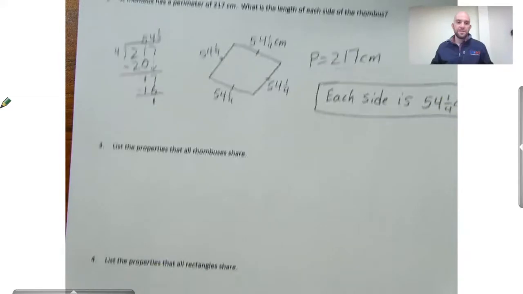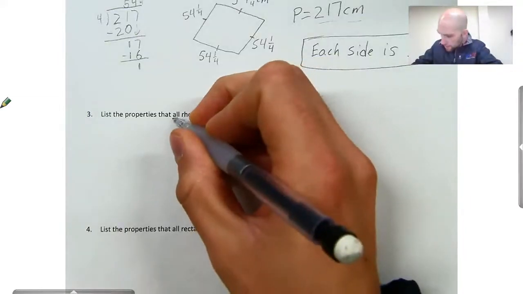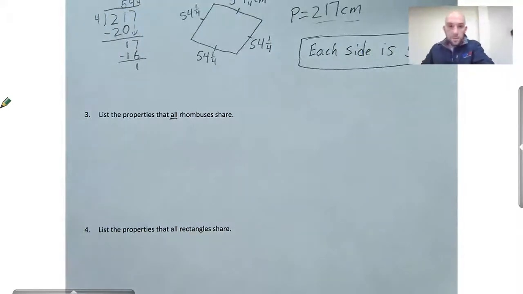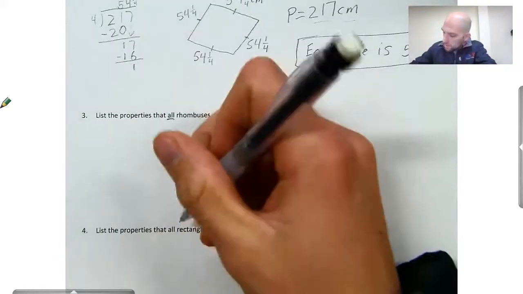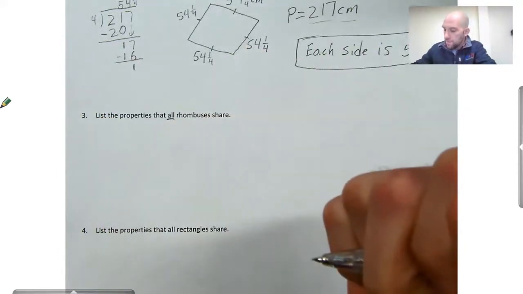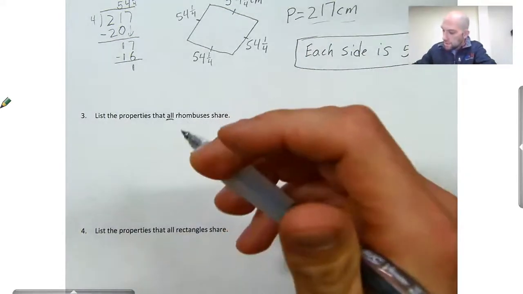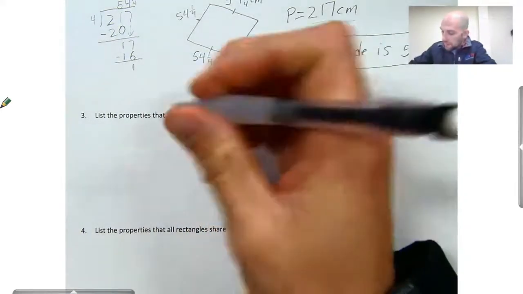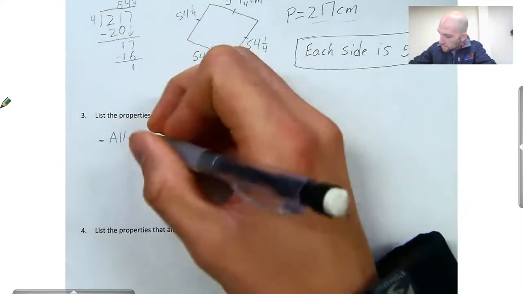Next, it tells us to list the properties that all rhombuses share. And I'm going to underline that word all, because some rhombuses are square. Some of them have 4 right angles, but not all rhombuses share that property. So let's start broad. We'll start with the broadest category of quadrilaterals. All rhombuses have 4 sides, because all rhombuses are quadrilaterals.